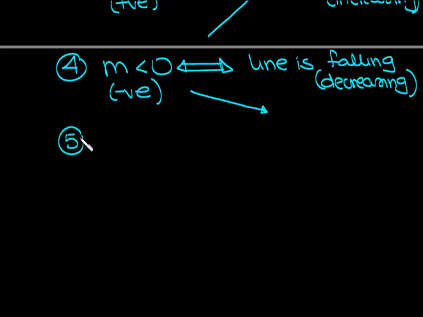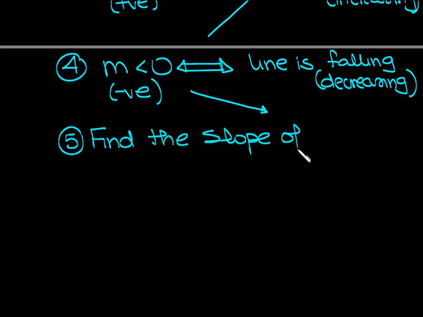Let's take a look at the next thing to know about slope. The next thing to know about slope is this: finding the slope of a line. How do we find the slope of a line? Well, there are a couple different ways to do that, so let me give you all the possibilities.